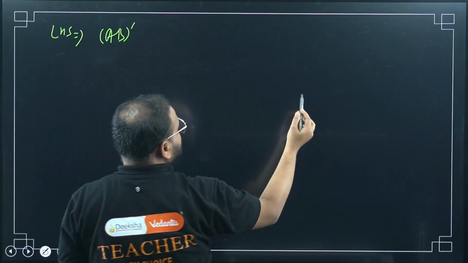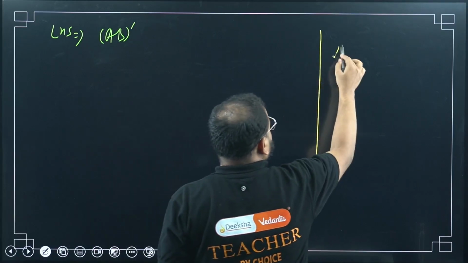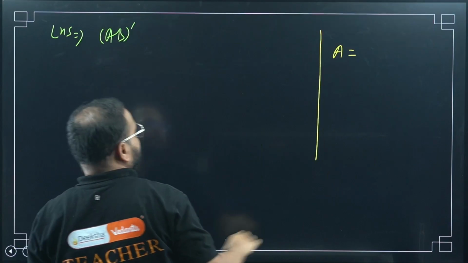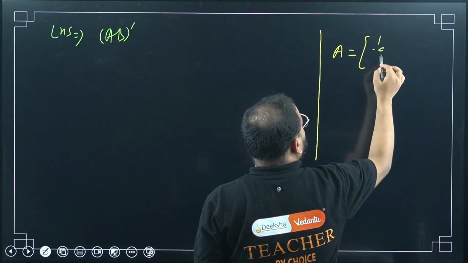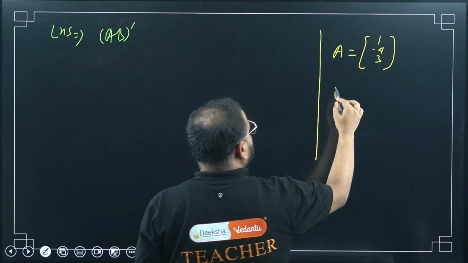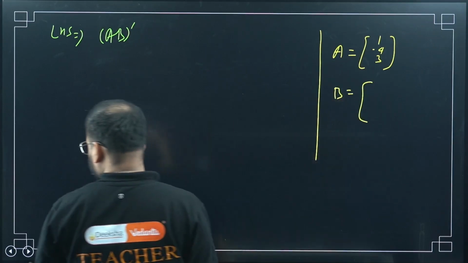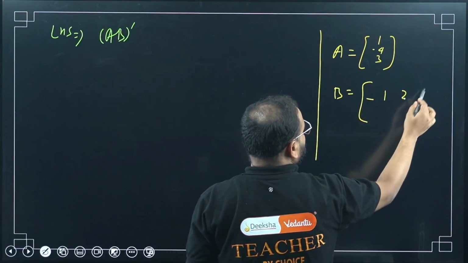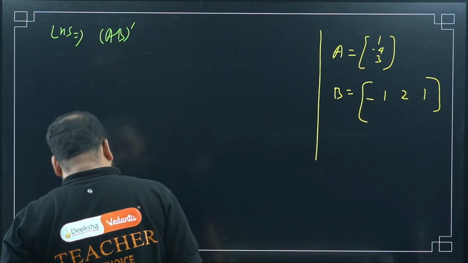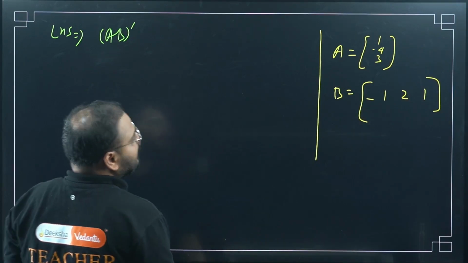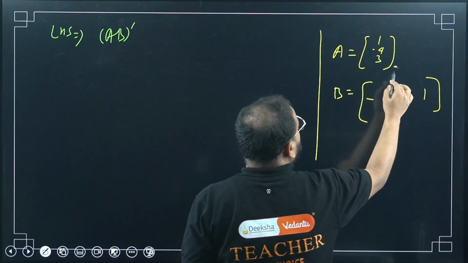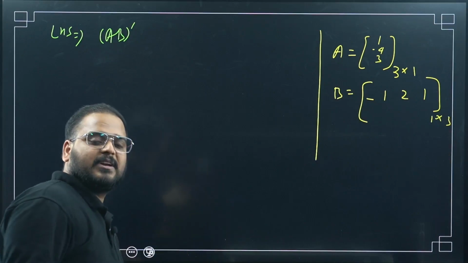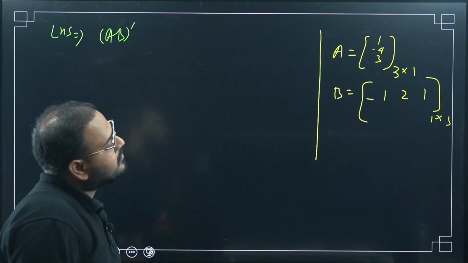So let me write A and B first here. What was A? A was 1, minus 4, 3. What was B? B was, please check. B was minus 1, 2, 1. Okay, no problem. Simple. Alright. Multiply this. Again I can do this. 3 cross 1 and 1 cross 3. Possible. Resulting matrix will be again what? 3 cross 3 only.